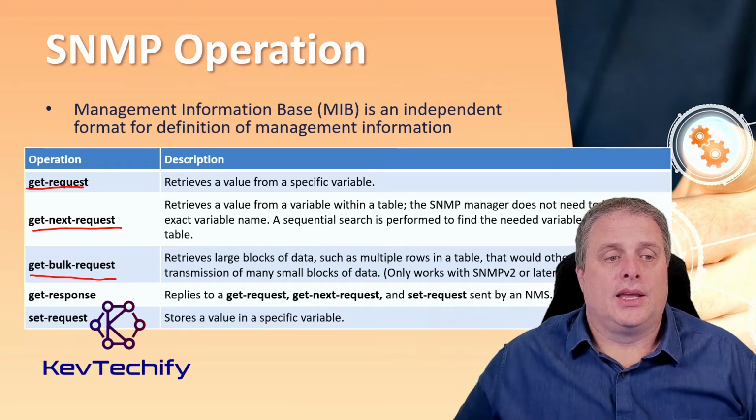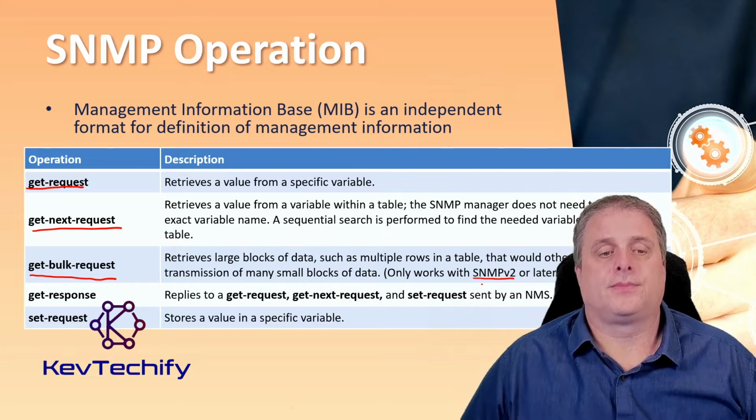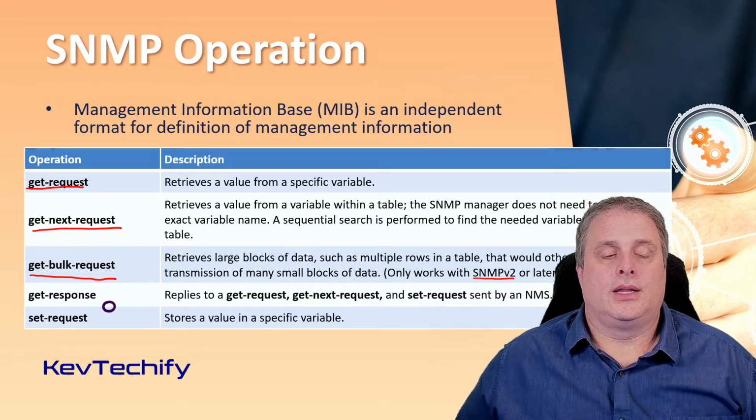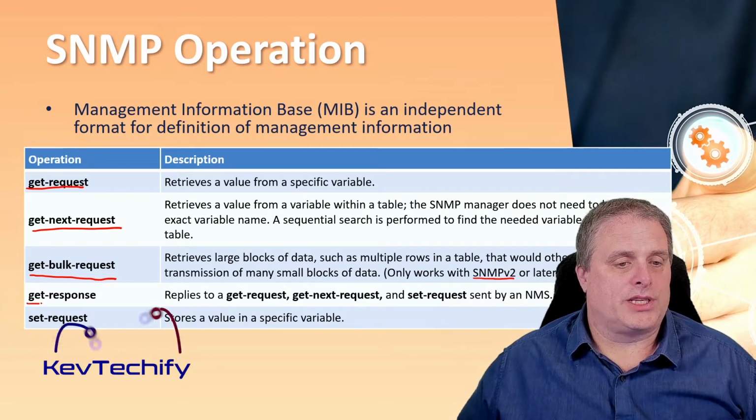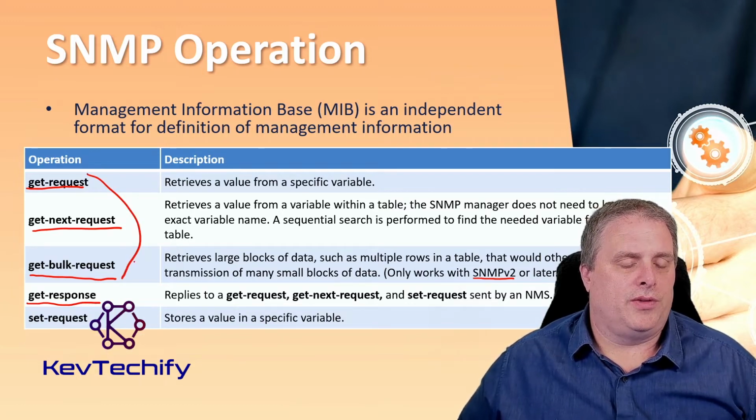Pay attention. Get bulk request only works with SNMP version 2 or later. The fourth one here is the get response, and it replies to any of these three. So if you need to reply to it, you can use the get response.